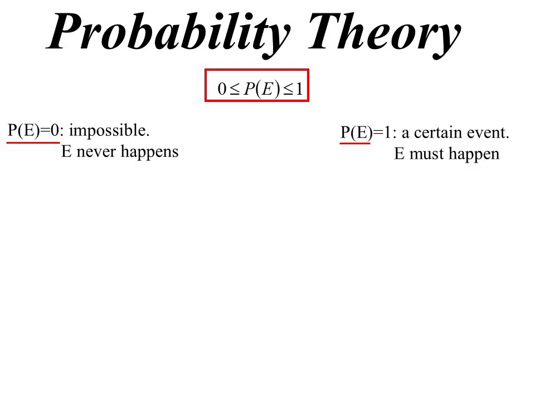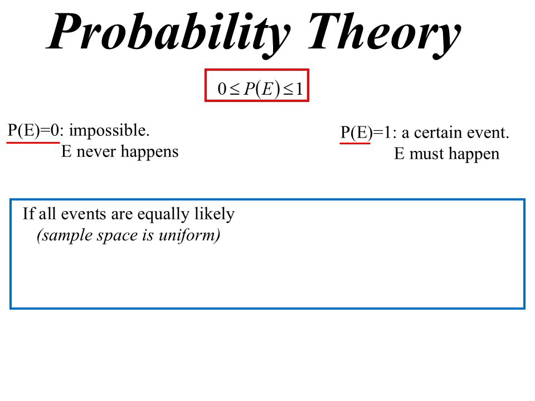So then basic probability theory. All probabilities must lie in between 0 and 1. You get an answer outside that range, you've done something wrong. Probability 0 is something that is impossible. It never happens. Then we have probability equaling 1, the other end of the scale, a certain event. It's got to happen. It must happen.